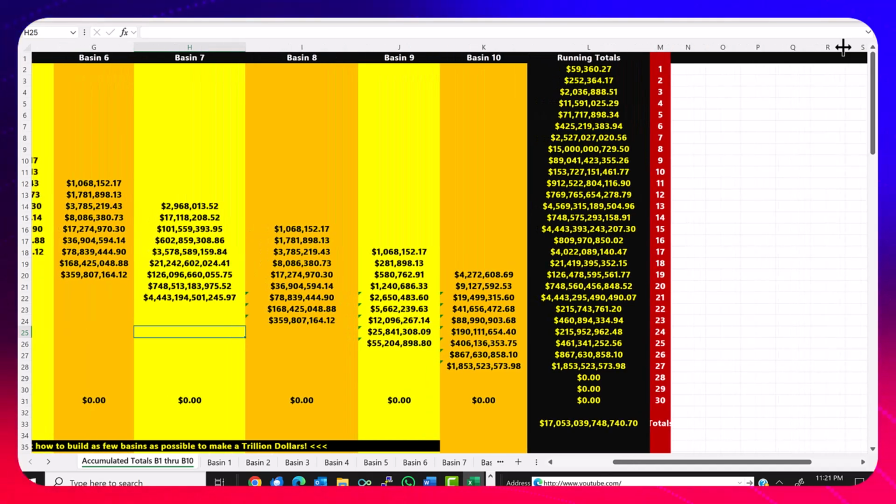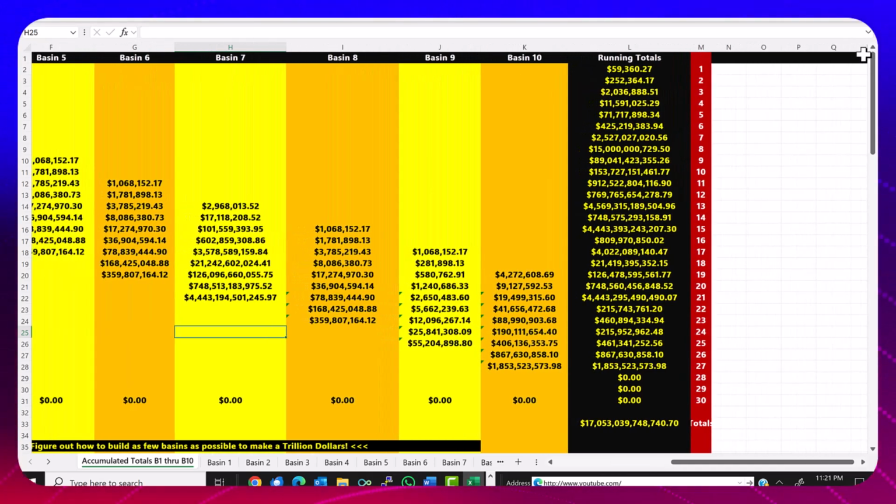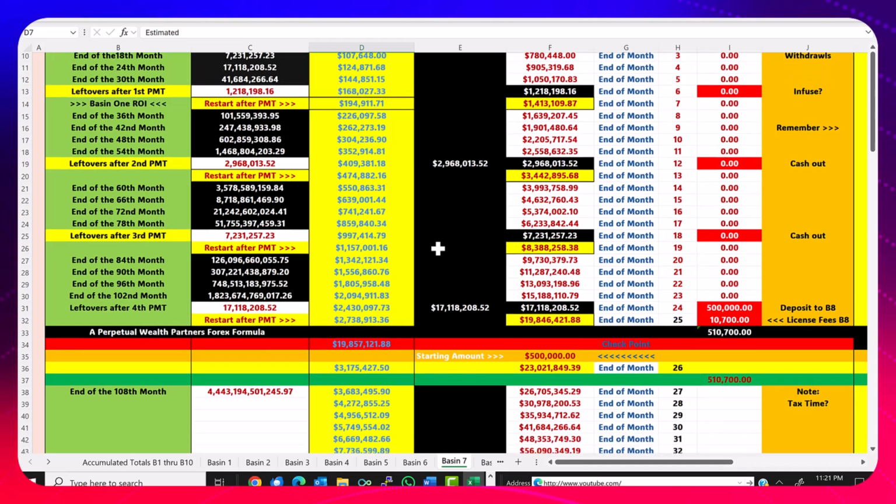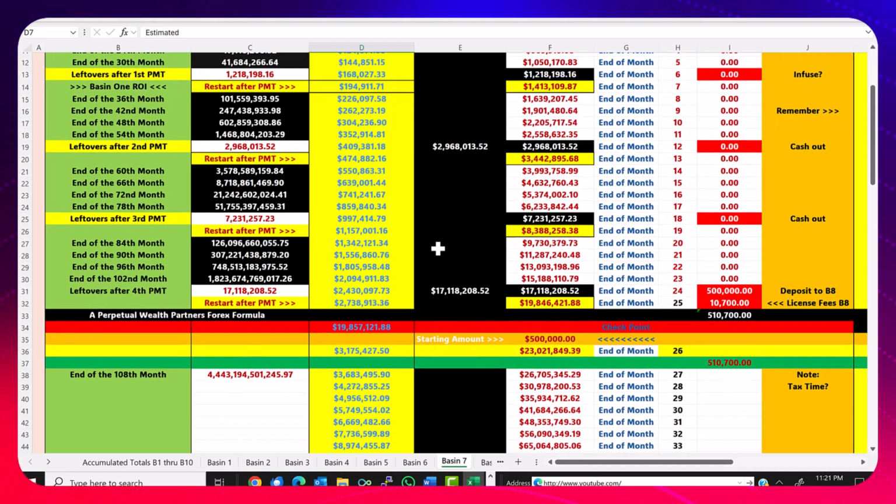So the numbers are interesting. That is 4.4 trillion. What happened to that one? That's basin 7. Let's go back and look. See, we're just having fun right now. I put 500,000 in that, put it up to 16%, and then took 500,000 out and put it into the next one. So we should probably go ahead and do 2 million. We could do 5 million on this one. Don't know why we couldn't do it on the other one. This is basin 7. Okay.